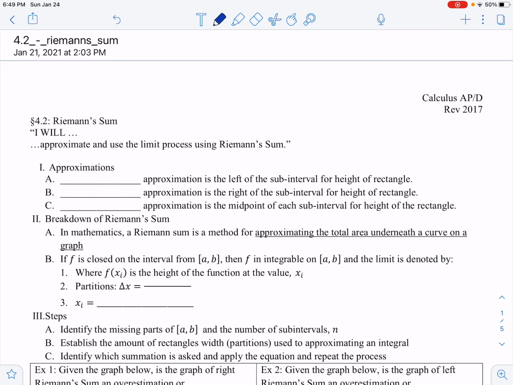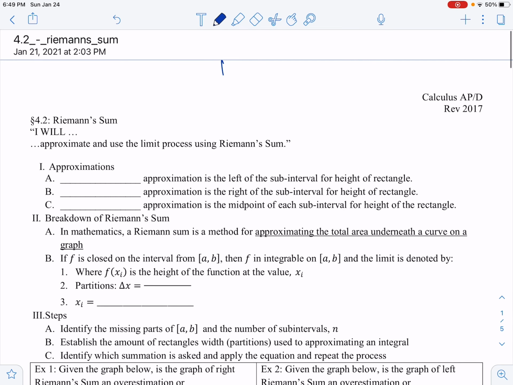Today's lesson is Riemann sums. It's a way to estimate the area underneath the curve. In our last lesson we used geometric shapes. In this lesson we're going to use Riemann sums, which is part of the definition I told you about. You have all these partitions, and we want to add up the rectangles.